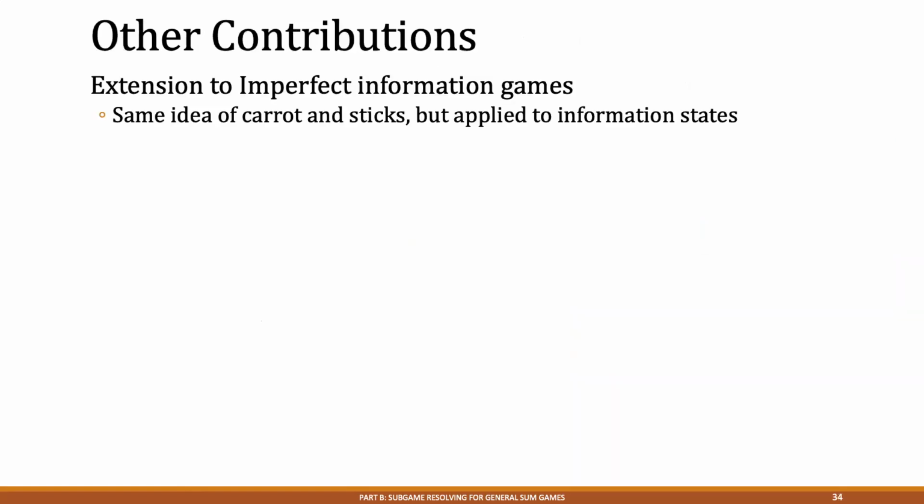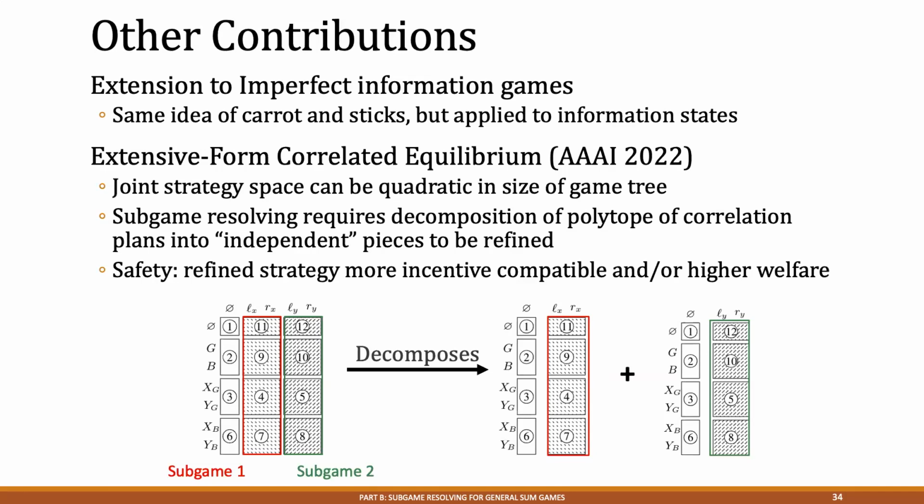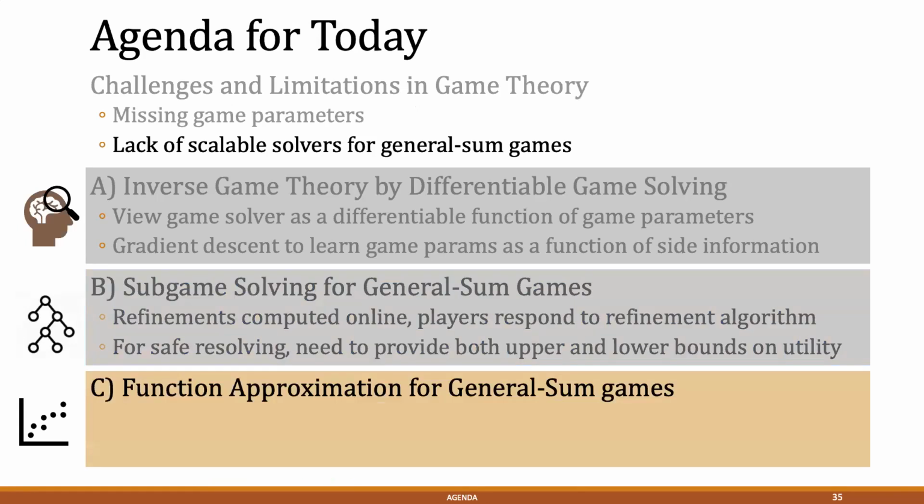Okay, so we have a bunch of other contributions. Everything that I've said will also apply when there's imperfect information, in games like poker. But the big idea is the same. It's just carrots and sticks. We can also apply this to more sophisticated equilibrium concepts, like correlated equilibria. I won't go into detail, obviously, it's quite complicated, but it's pretty impressive that we can use this for correlated strategies as well. Okay, so now I'm going to move on to function approximation for general sum games, and this is going to be the last part of the talk.